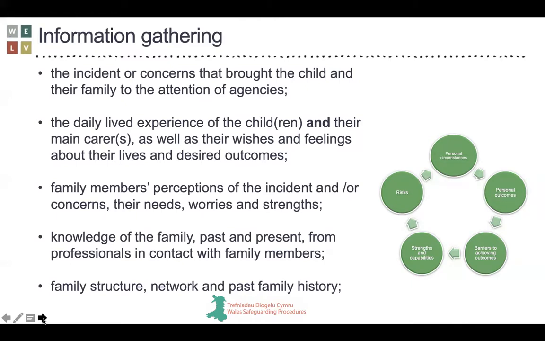Information in relation to our knowledge of the family, both past and present, from any professionals who are in contact with the family members. And also information about the family structure, network, and past family history. And again, it's helpful to come back to the model of assessment, the model of the What Matters conversation, because in particular, we will be gathering information in respect of personal circumstances and the personal outcomes. We might be getting insight into the barriers to achieving those outcomes, the strengths of the family, and any risks if those outcomes aren't achieved.